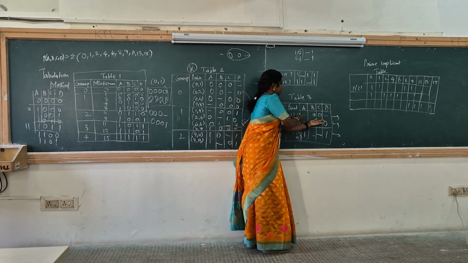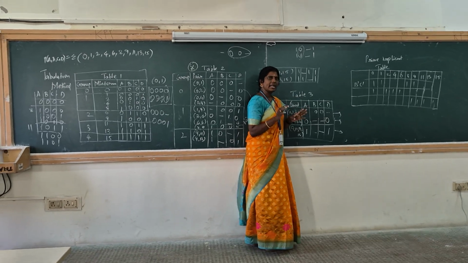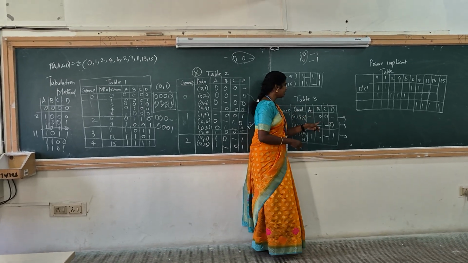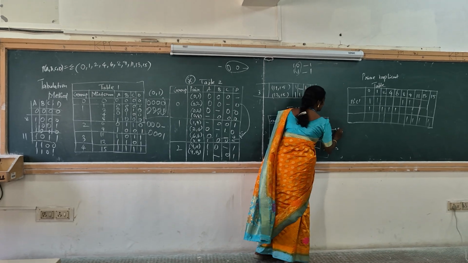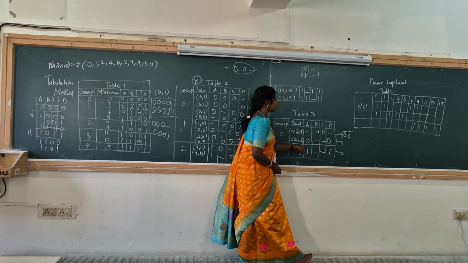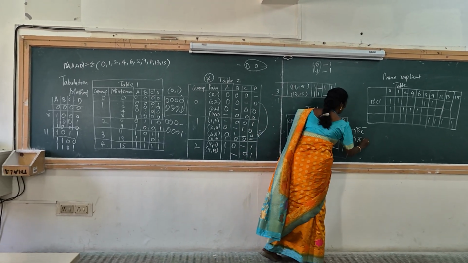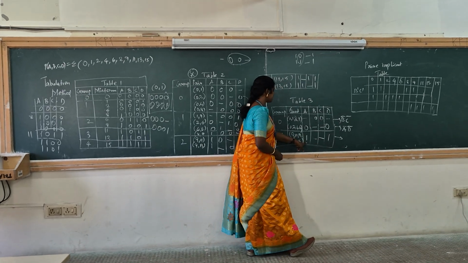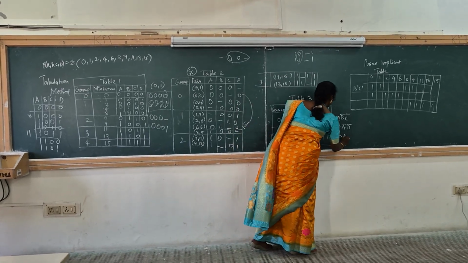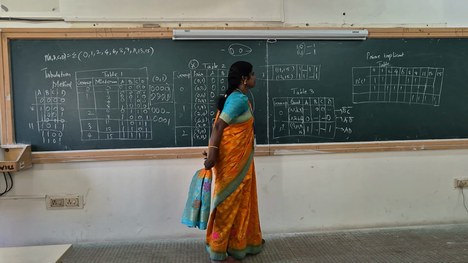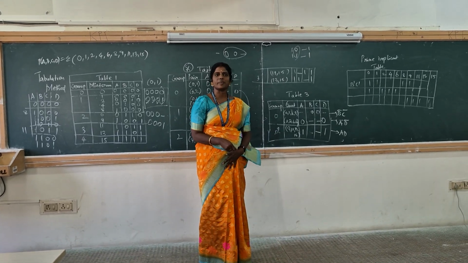This is nothing but, this is don't care, leave that. It can be either 0 or 1, so leave it. 0 in the sense it is B bar, it is C bar. And next this equation is A bar, B bar. And here it is A and B. So this is my final expression.